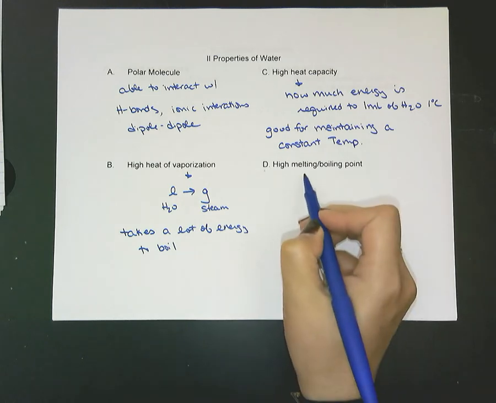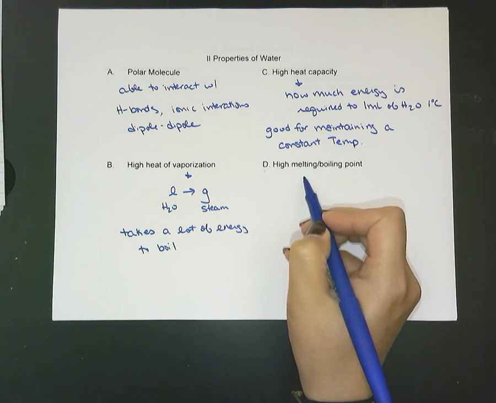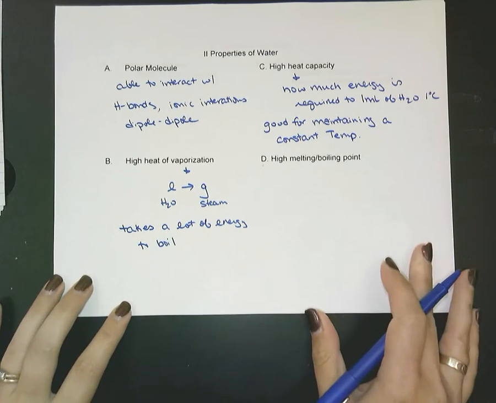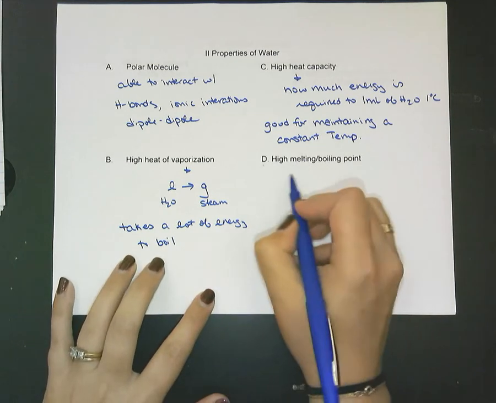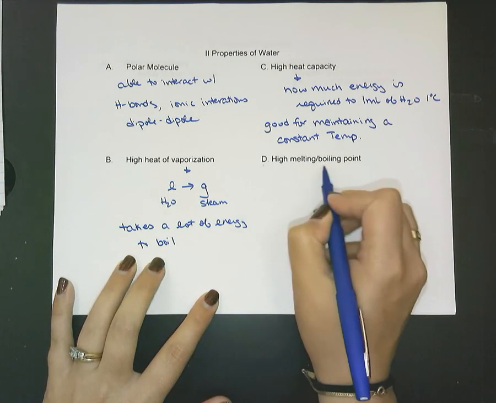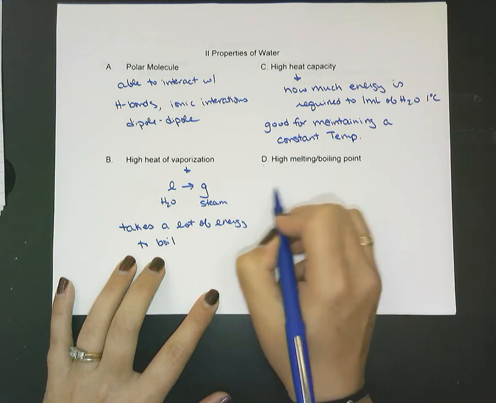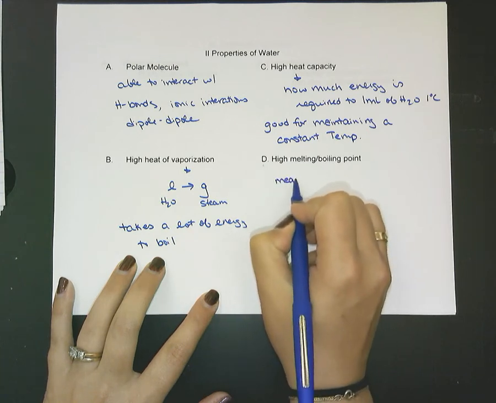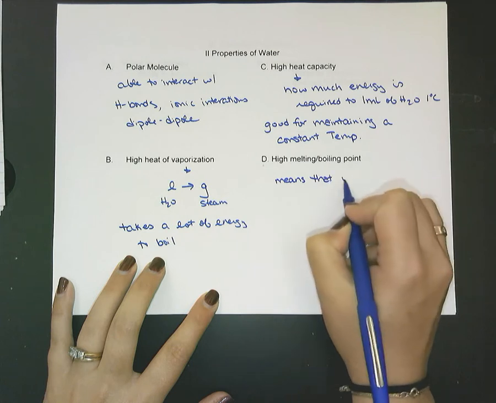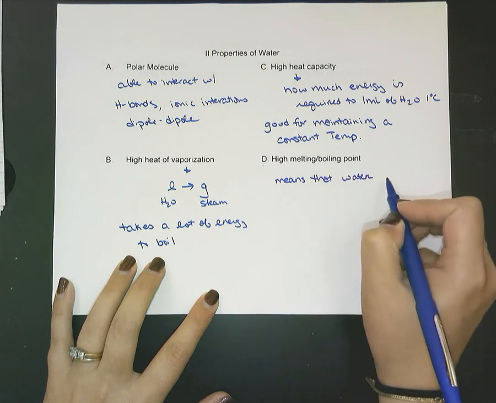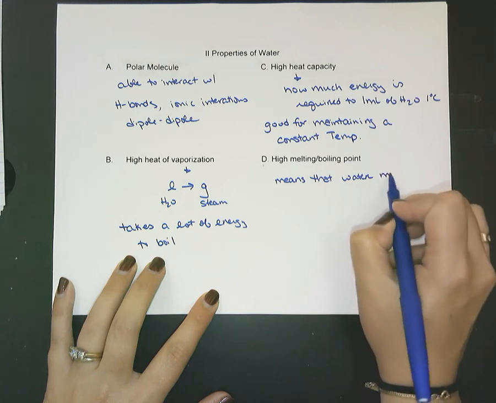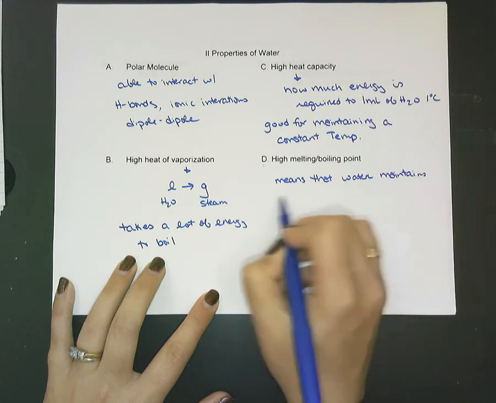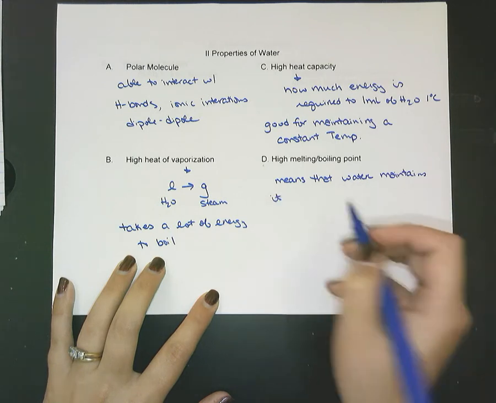And then we have a high melting and boiling point. This is good, not just thinking about yourself, but in general, for the entire surface of the earth. The fact that water has a high melting and a high boiling point means that water maintains its liquid state more than it should, more than what you would predict if you didn't know anything about water.